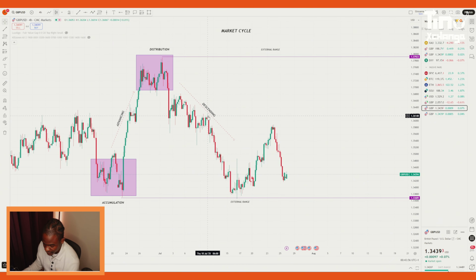As you guys can see, I've already ironed it out. So as you know, the market cycle comprises the accumulation, advancing, distribution, and descending phases. Just like I explained previously, this is the accumulation phase.